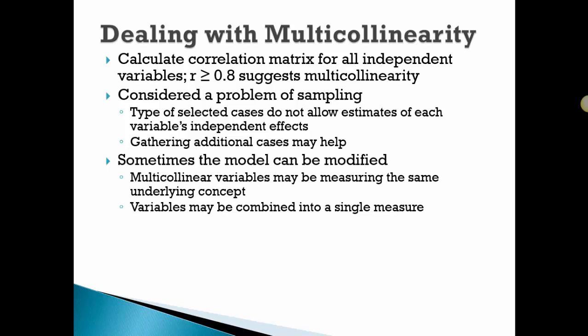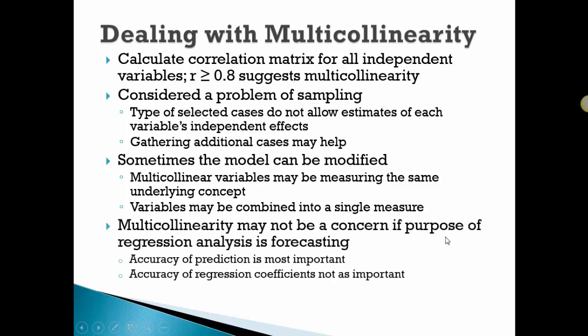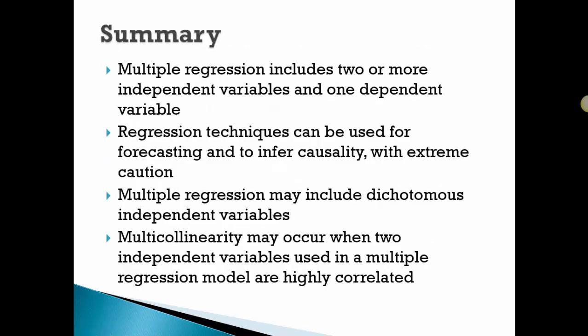Sometimes we can modify the model. Again, variables may be combined into a single measure. Multilinearity is really saying that the two variables that are highly correlated may actually be measuring the same quantity. It may not be a concern if the purpose is forecasting, where the accuracy of prediction is most important and the coefficients are not as important. So you have to think about that in your particular situation.